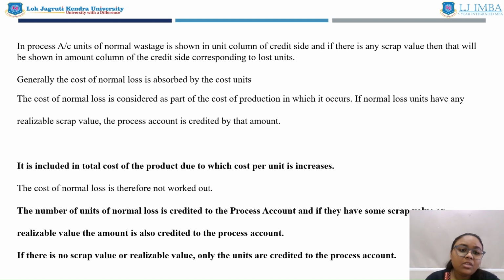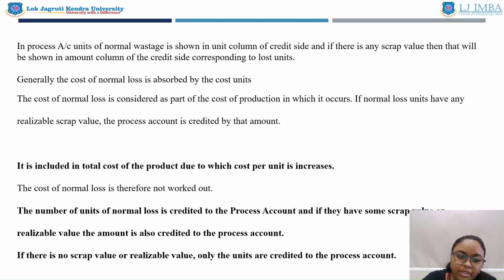Generally, the cost of normal loss is absorbed by the cost units. The cost of normal loss is considered to be part of production. This is the unavoidable loss and it is to be borne. Because of that, it is considered part of the cost of production. If normal loss units have any realizable scrap value, then the process account will be credited by that amount. So it is included in the total cost of production, due to which cost per unit increases. The cost of normal loss is therefore not worked out.